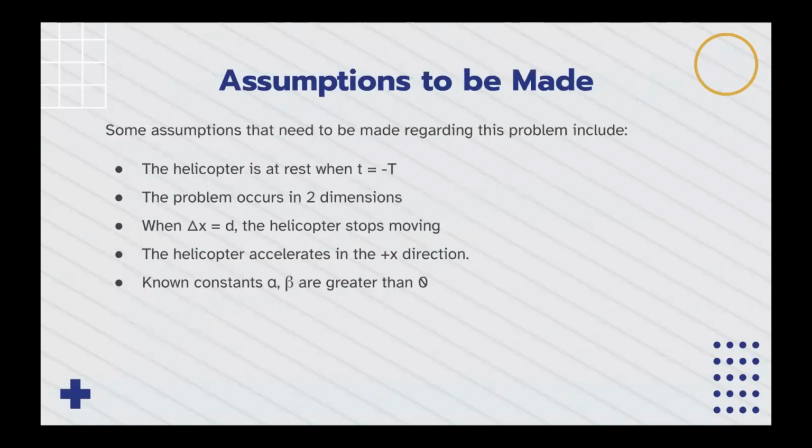The second thing we want to do when approaching a real life context problem is identify the assumptions that we are making. And the assumptions that we made before approaching this problem were that the helicopter is at rest when lowercase t equals negative capital T. The problem occurs in 2 dimensions. When delta x is equal to distance, the helicopter stops moving, and the helicopter accelerates in the positive x direction. And then known constants alpha and beta are greater than 0.